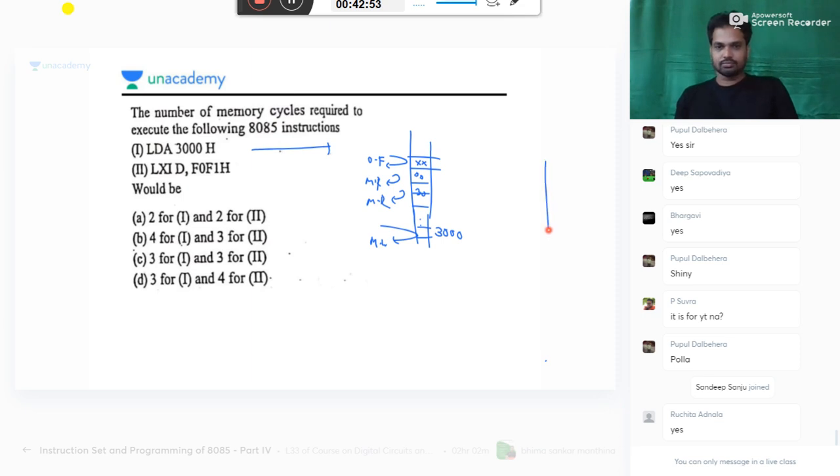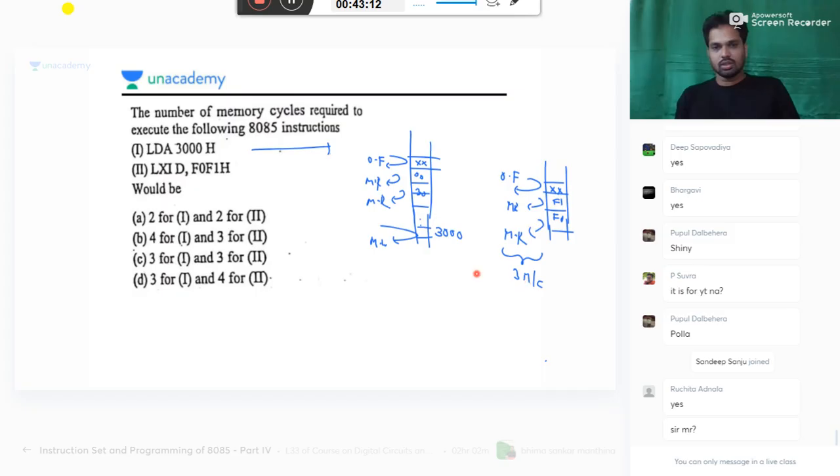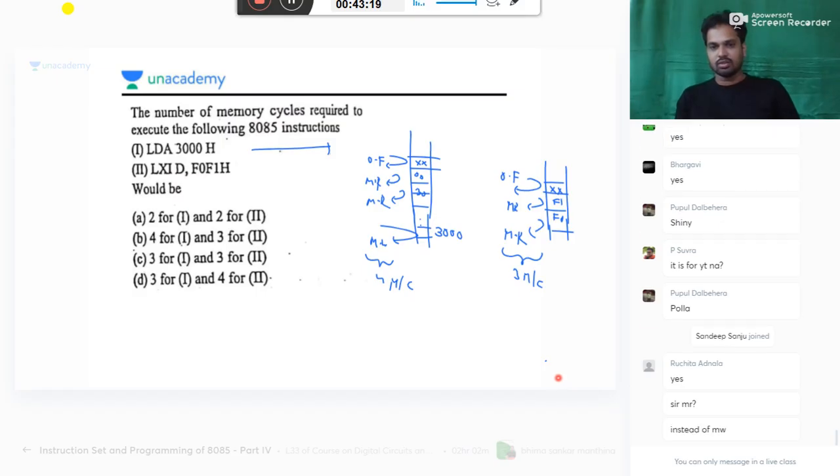For LXI D, F1F0, it is direct loading. Opcode fetch, then copy into DE these two bytes, that is memory read. So here 3 machine cycles, and for LDA 4. That's what was asked. Okay, what is MR? Memory read.